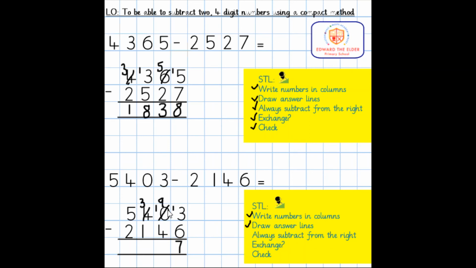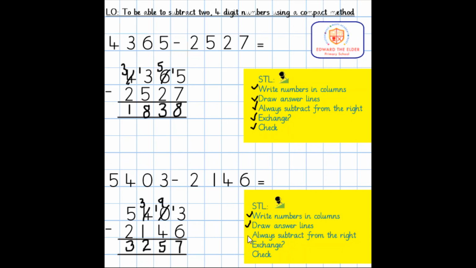We then move to the tens column. I have 9 tens subtract 4 tens, which leaves me with 5 tens. The next column is the hundreds, and I have 300 subtract 100, which leaves me with 200. Finally, the thousands. We have 5000 subtract 2000, which leaves me with 3000.